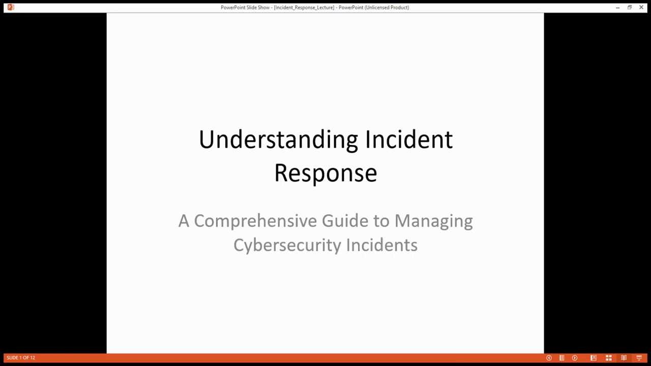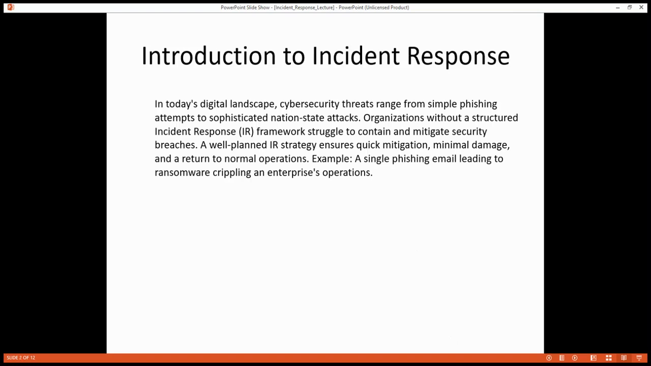Understanding incident response, a comprehensive guide to managing cybersecurity incidents. Introduction to incident response. In today's digital landscape, cybersecurity threats range from simple phishing attempts to sophisticated nation-state attacks. Organizations without a structured incident response (IR) framework struggle to contain and mitigate security breaches. A well-planned IR strategy ensures quick mitigation, minimal damage, and a return to normal operations.